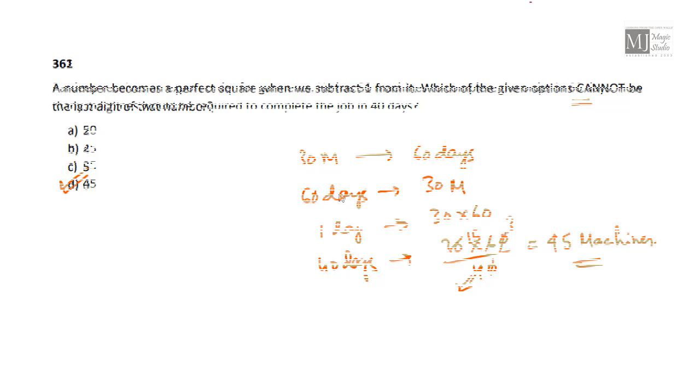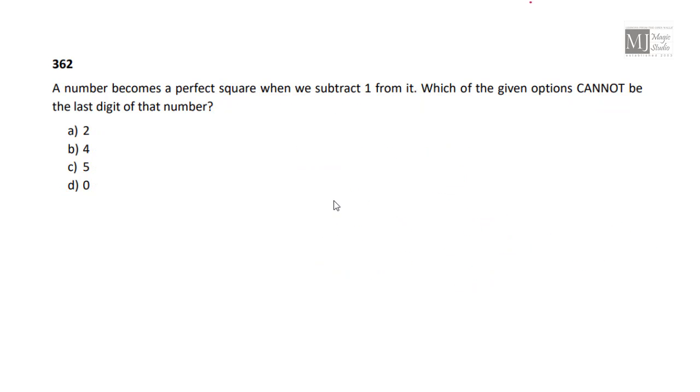Answer D. A number becomes a perfect square when we subtract 1 from it. Which of the given options cannot be the last digit of that number? Let's first try to understand what can be the last digit of any square number. 0: if the last digit of any number is 0, its square will end with 0. 1 square ends with 1. 2 square ends with 4. 3 square ends with 9. 4 square ends with 6. 5 square ends with 25 or 5.